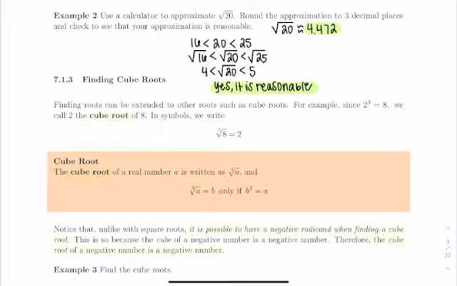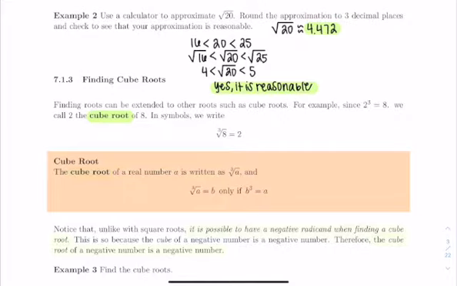Finding roots can be extended to other roots such as cube roots. For example, since 2 cubed is equal to 8, we call 2 the cube root of 8. In symbols, we would write the cube root of 8 is equal to 2. So what you'll notice is that with the square roots, we didn't write the index of 2, but for anything bigger than a square root, we're going to write that little index or the number with the root.